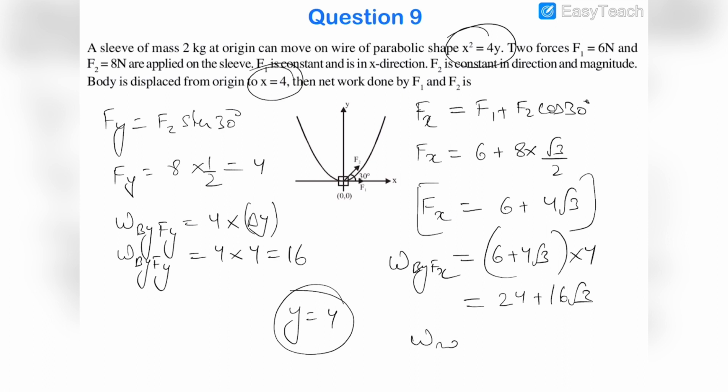So the net work done would be the sum of these two work dones, and this would be 40 plus 16 root 3, which would be approximately 67.68 joules. So this is the correct answer. Now we move on to the next question.